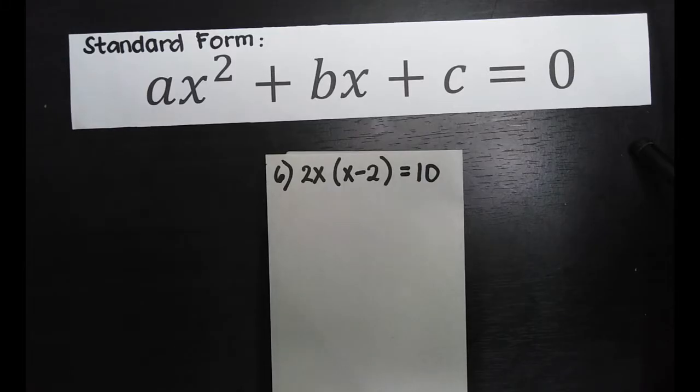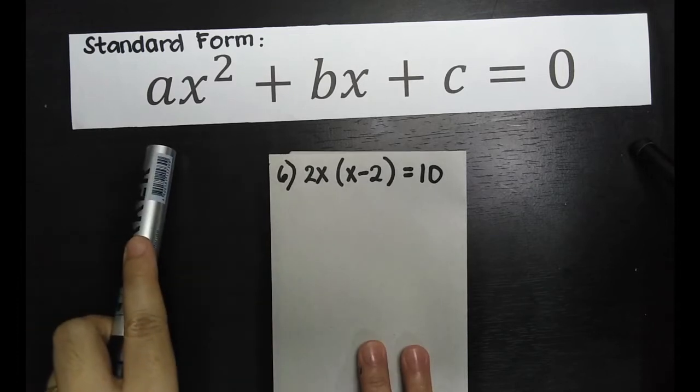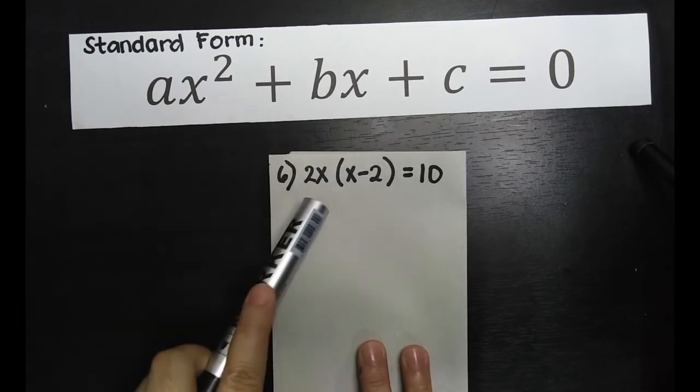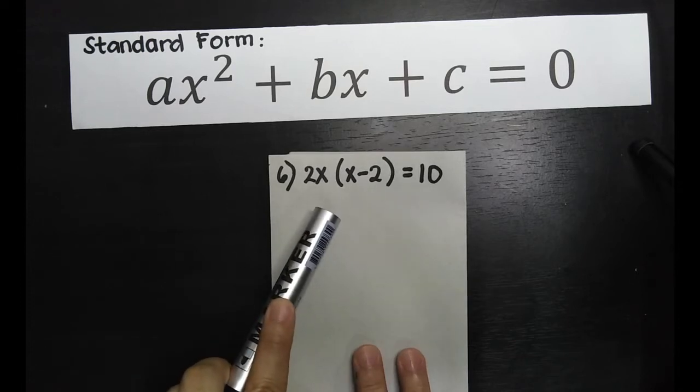So I told you earlier that not all quadratic equations are given in standard form already. So one of them is our example number 6. Now as you can see, it looks different from our standard form. We cannot determine it right away because we don't see the quadratic term in this equation.